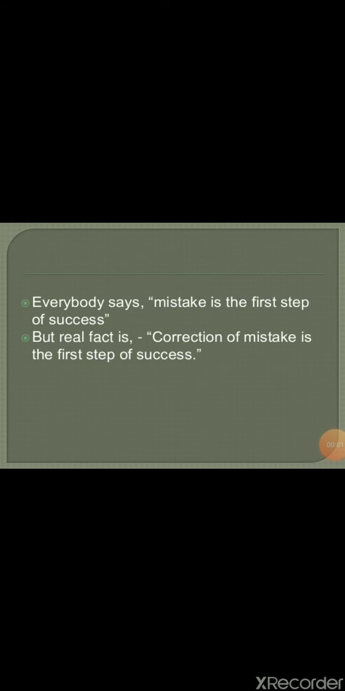Everybody says mistake is the first step of success. We should not deny the statement. But the real fact is correction of mistake. Yes, if we have made a mistake, we need to correct it as soon as possible. So, correction of mistake is the first step of success. First, you need to find the mistake and then move ahead with the correction. But in the scenario of MCQ-based questions, you just need to find the wrong section, the erroneous section, the incorrect section. No need to correct it. But for that, you should indeed have correct knowledge of grammar.